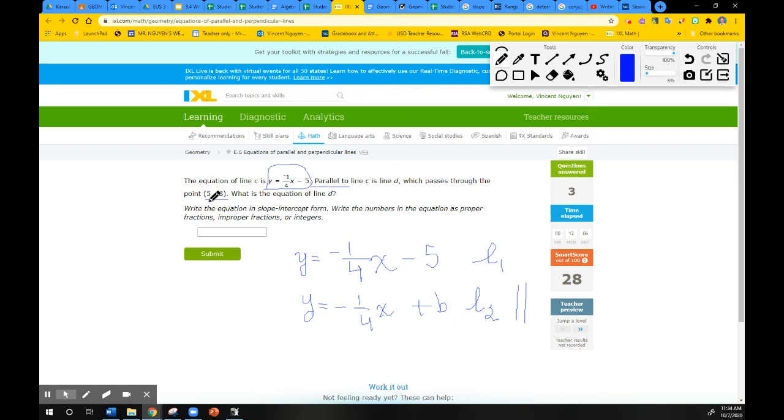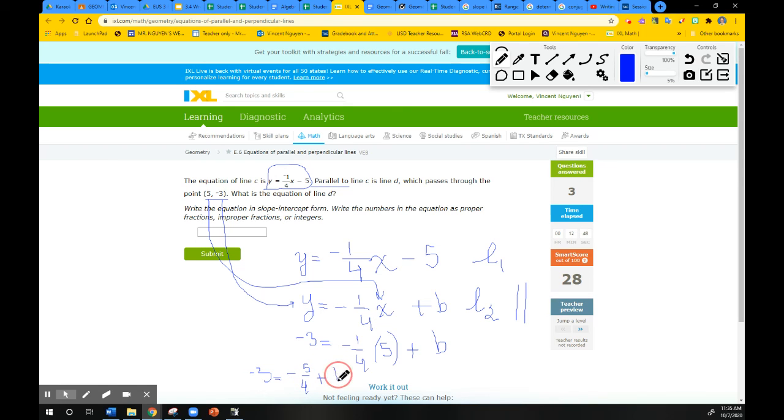So now I'm going to substitute. I'm going to take this point. I'm going to put 5 in for x. I'm going to put negative 3 in for y. So this is going to be negative 3 equals negative 1 over 4, and then parentheses, x, which is 5, close the parentheses, plus b. Okay, and then I simplify this. To simplify, I do negative 1 times 5, which is negative 5 over 4. So it's going to be negative 3 equals negative 5 over 4 plus b.